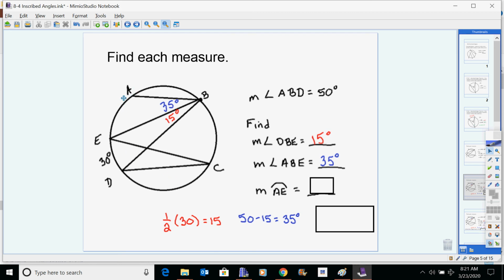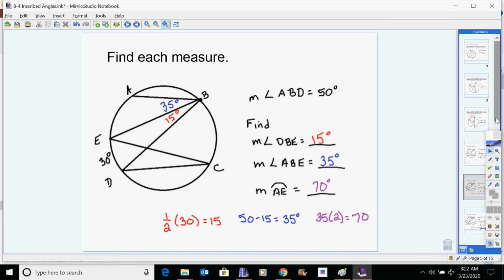Then we can think about arc AE. Remember, the inscribed angle is half of the intercepted arc. So we're given the half part, so in order to find out what the arc is, you have to multiply by 2. A lot of the work on these particular items is going to be either multiplying by 2 or dividing by 2. If you're given the arc, you divide by 2 to get the angle, but if you're given the angle, you multiply by 2 to get the arc, because the angle is half of the intercepted arc, as long as the angle is inscribed.